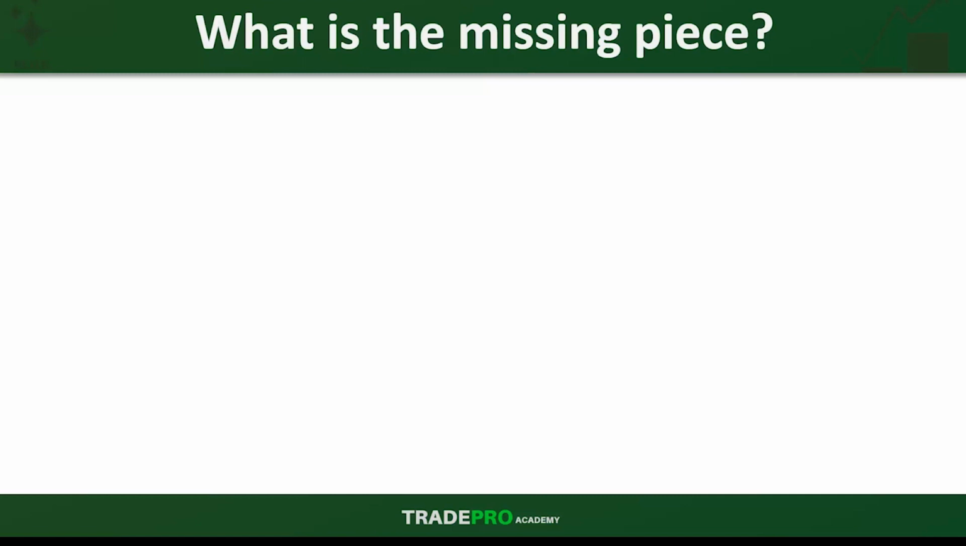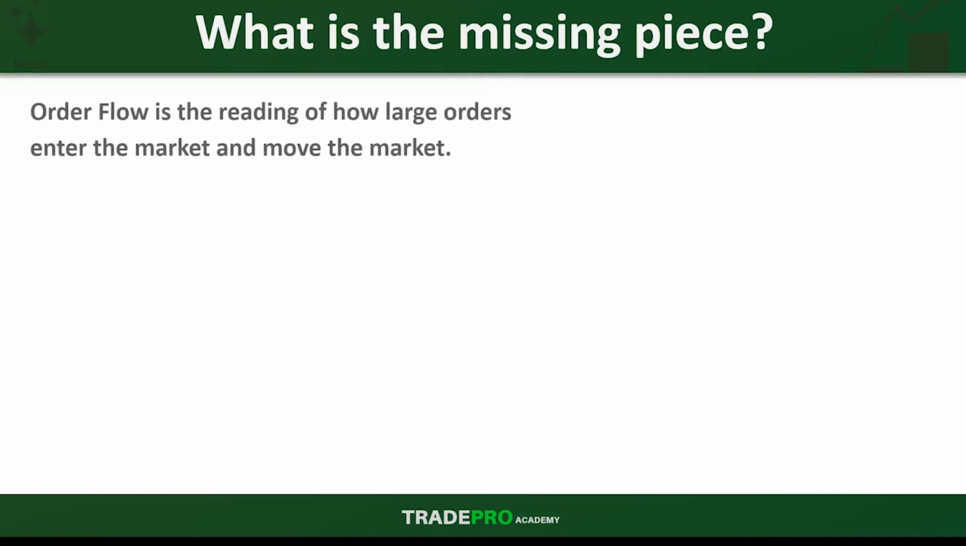And I think that this missing piece allows traders to consistently trade the same way, regardless of time of year, time of day, market conditions, seasonality, all that stuff. So what's the missing piece here? Order flow is reading how large orders enter the market and move the market, right? Because when we think about it, volume is what moves price.